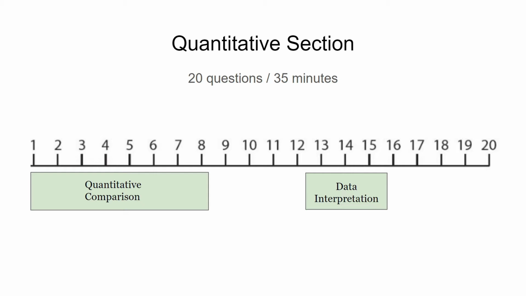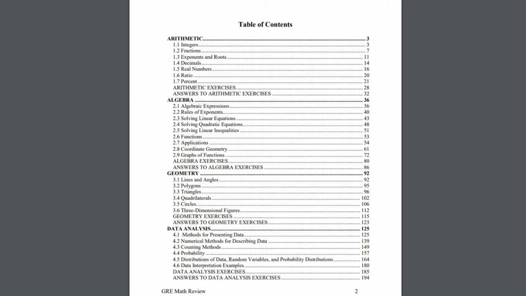From my experience, the quantitative comparison questions are always grouped right at the beginning, and you can expect to see about 7 or 8 of them. So out of the 20 questions, you're going to start with quantitative comparison, and you can see that the data interpretation section will come usually in the back half of the test, and the rest of the questions are sort of general, pick all that apply, multiple choice, which we'll be looking at in subsequent videos.